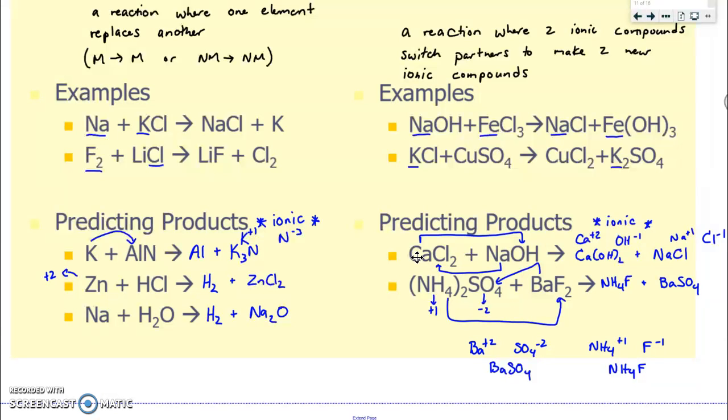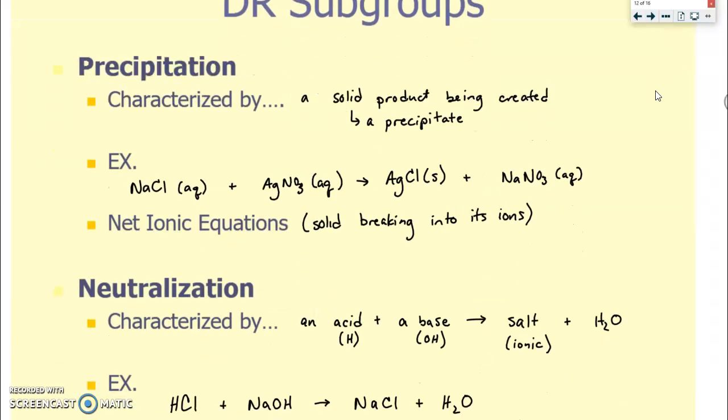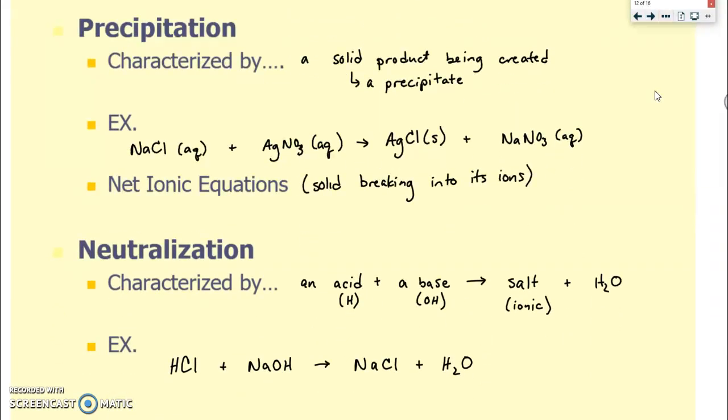Now let's break our double replacement reactions up into some subcategories. The first double replacement subcategory is precipitation. Precipitation is characterized by a solid product that is being created, known as a precipitate, hence the name. These are based on the solubility rules, which we'll cover in a later chapter. So NaCl plus AgNO3 means AgCl solid plus NaNO3. You would identify this as precipitation because you see that there's a solid product, and you have 4 ionic compounds to begin with.